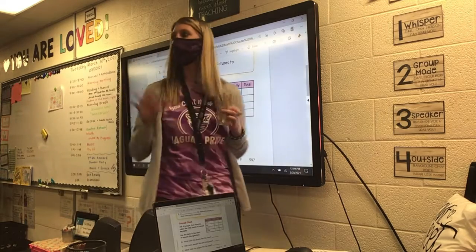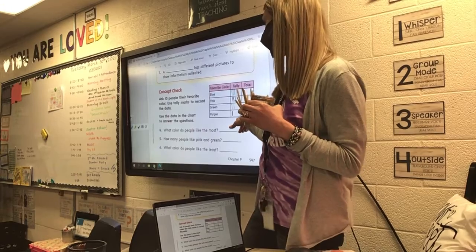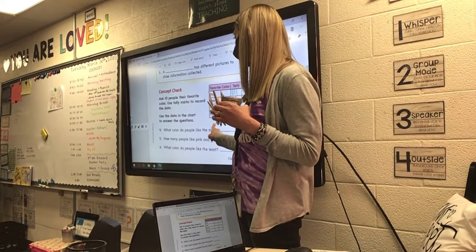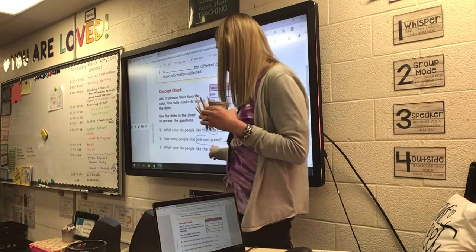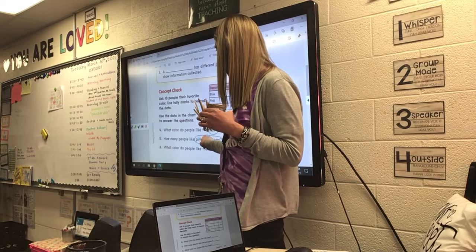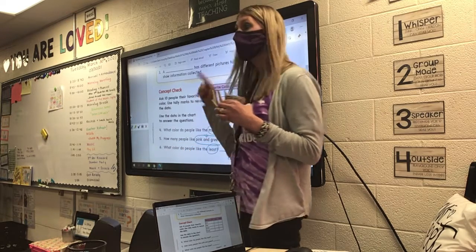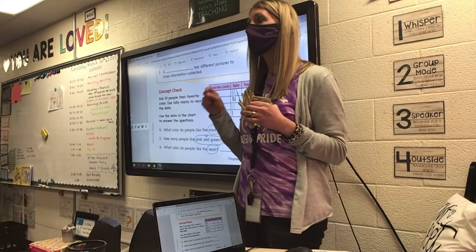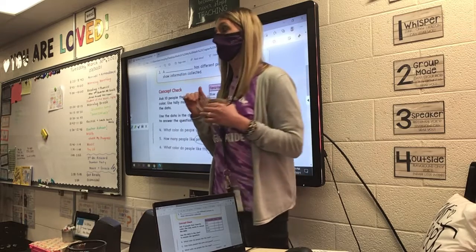Okay. So now, we just created our chart. You guys need to figure out the totals and then answer the questions. What color do people like the most? How many people like pink and green? Here's the keyword: and. What color do people like the least? So I want you to read the questions. When you get done, I want you to go to the R's in math and get those. You can go around the room and work on those. Okay?